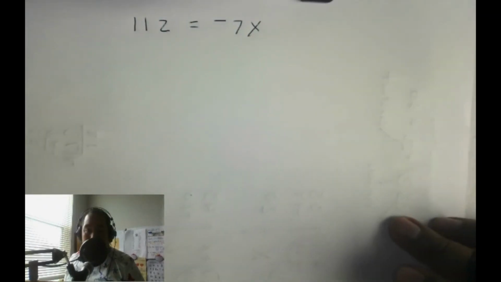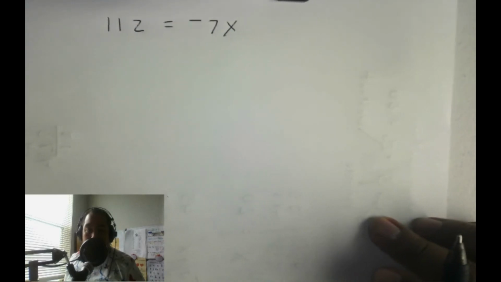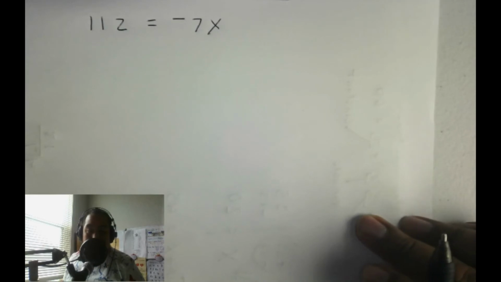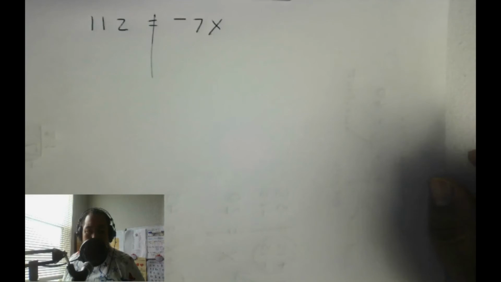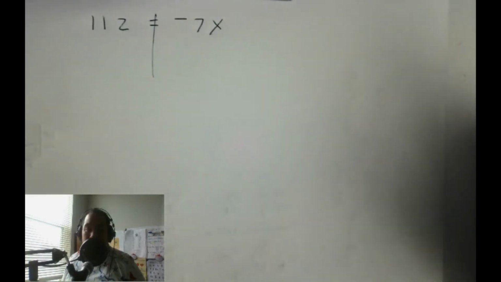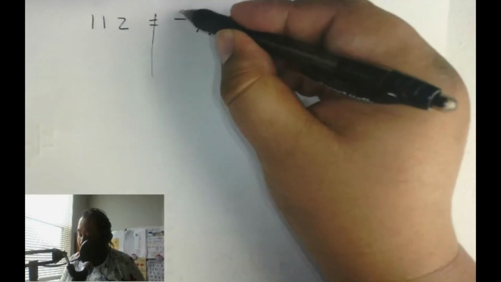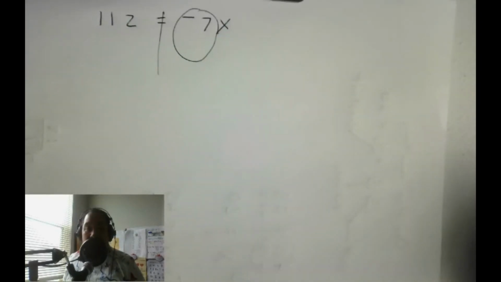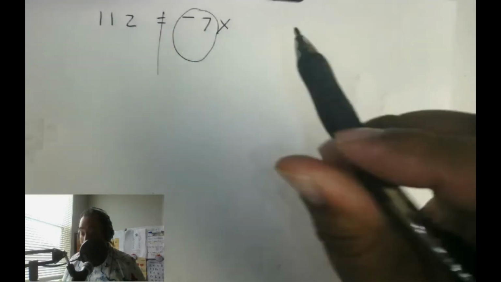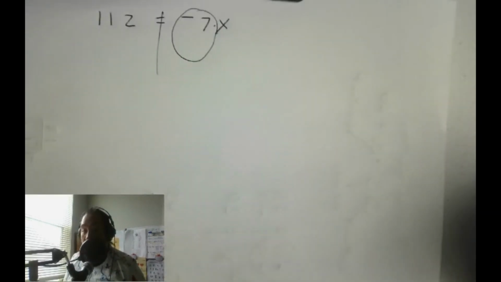So in this last example, I have 112 equals negative 7x. So my first step is I want to draw my line to let me know that both sides are equal. Now in this problem, first thing I want to do is get rid of any constants I have. But I'm not adding or subtracting anything from my x, so that means I'm going to be getting rid of the coefficient. In this case, I have a negative 7. So I want to get rid of this negative 7. It's saying negative 7 times x.